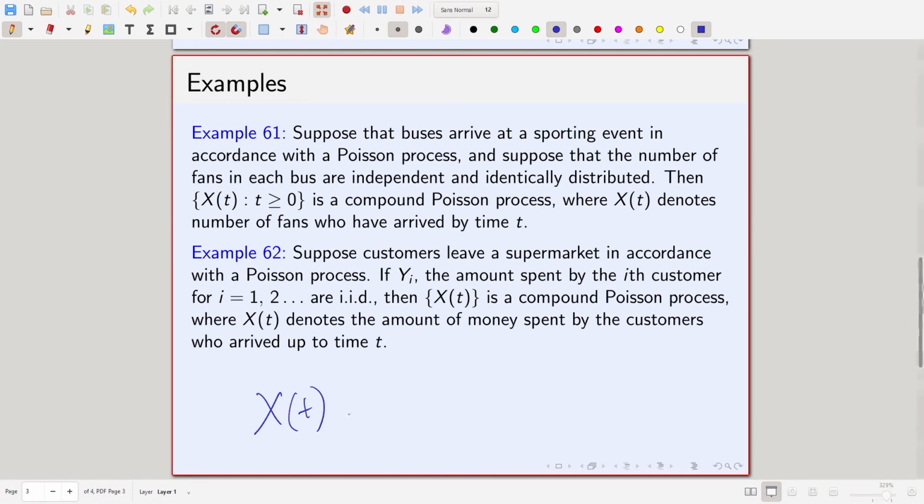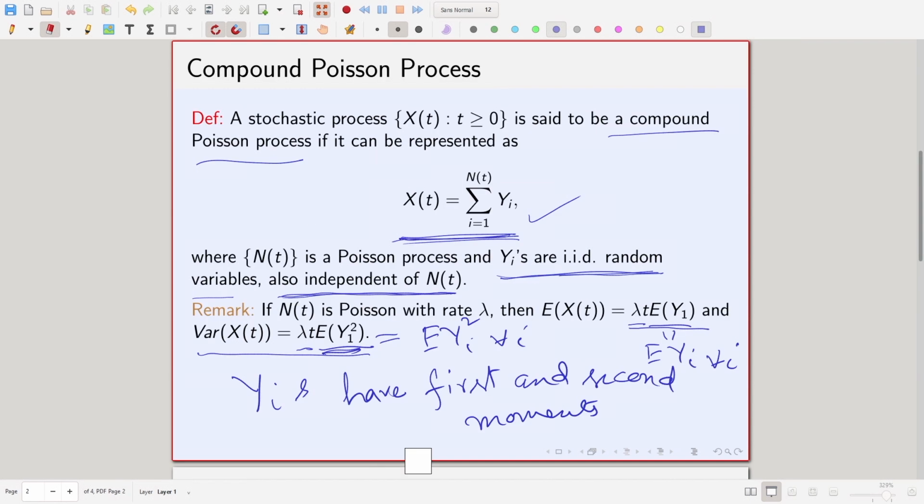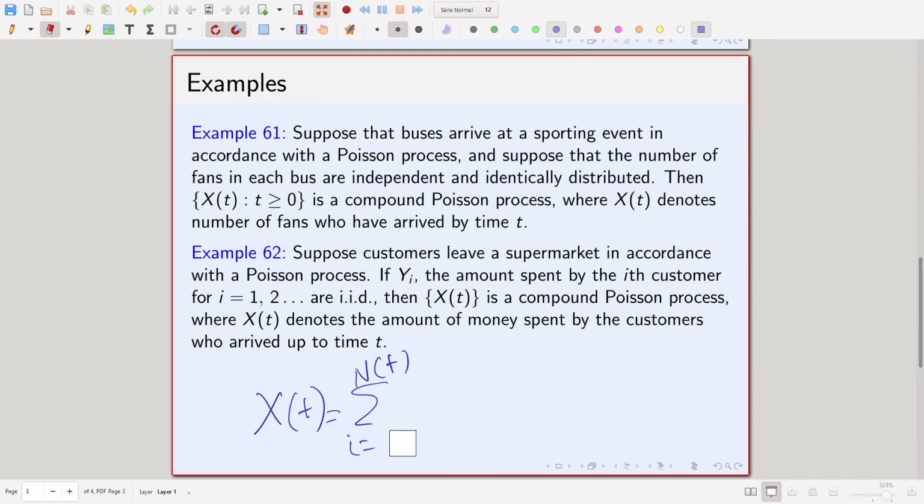Why? Because you can write it in this form. What will be the total number of fans who have arrived up to time t? It should be the sum of Y_i, with i running from 1 to N(t).